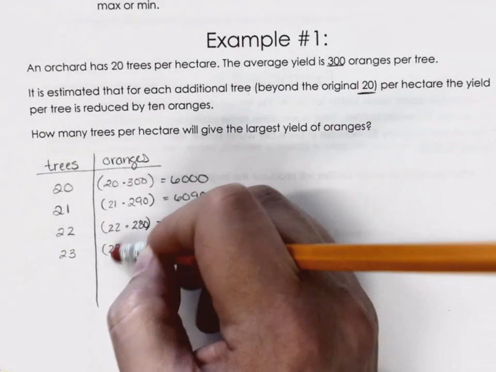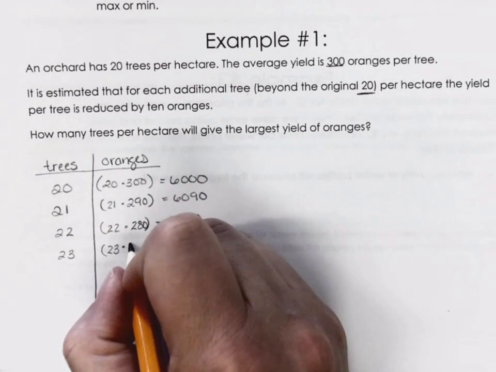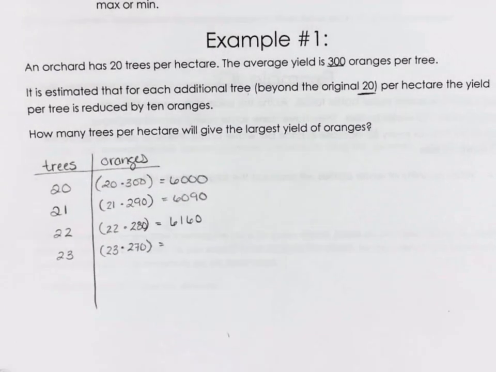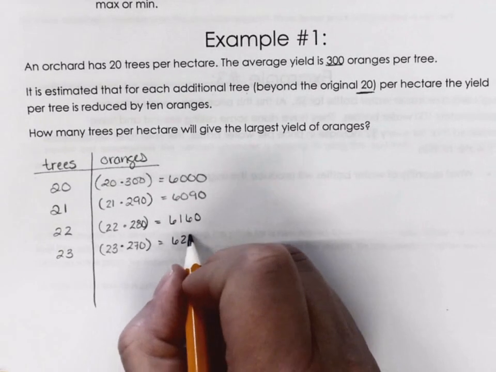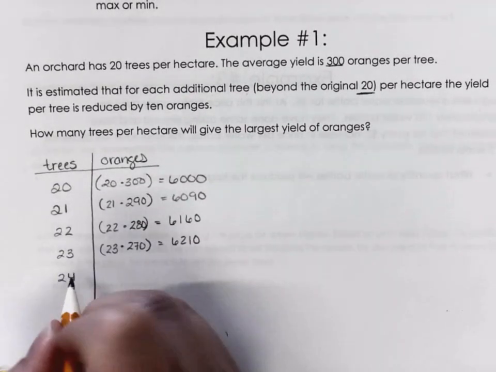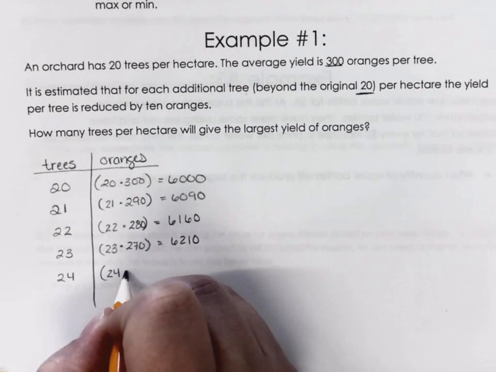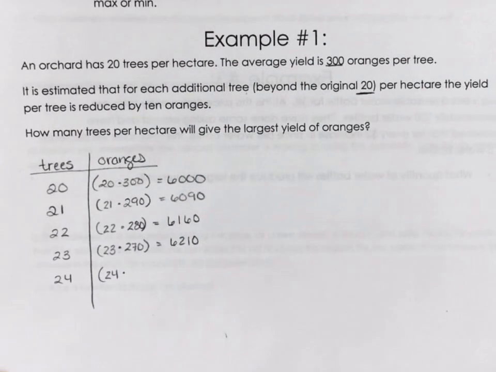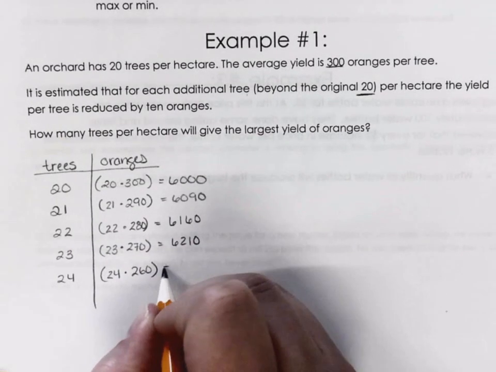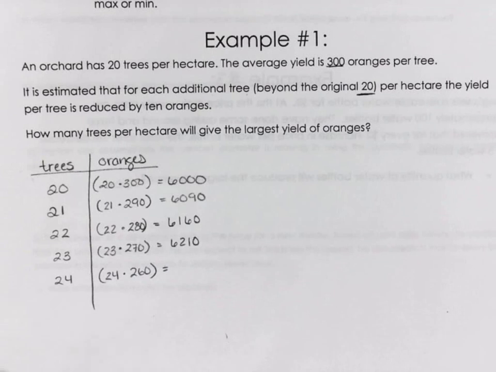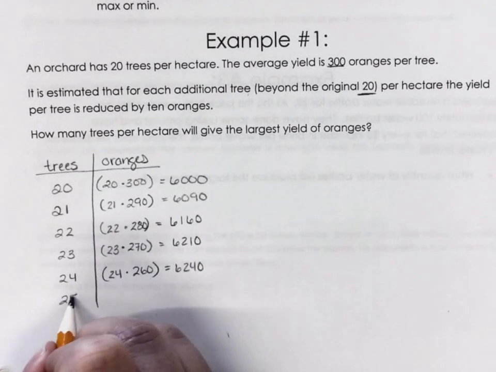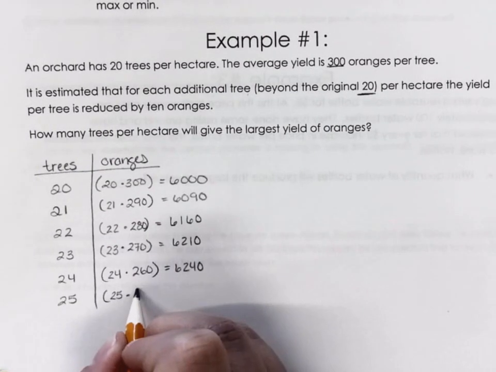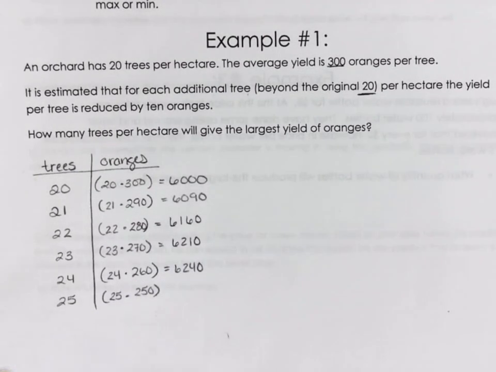how many oranges per tree? 270. Okay, if I have 24 trees, how many oranges per tree? 260. This is exciting. Okay, maybe it's not that super exciting, but, and that would be 250 for 25 trees.